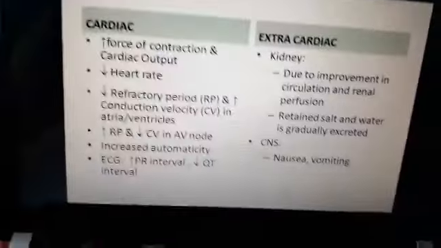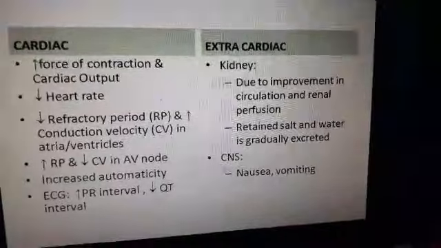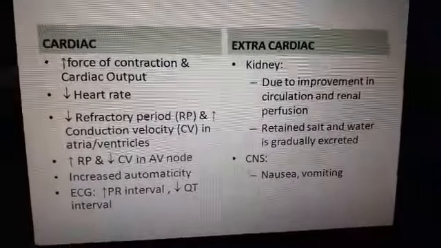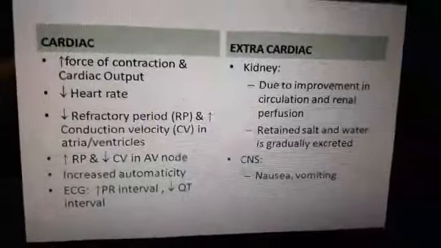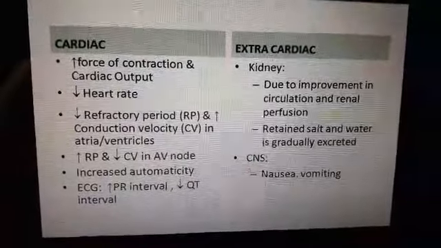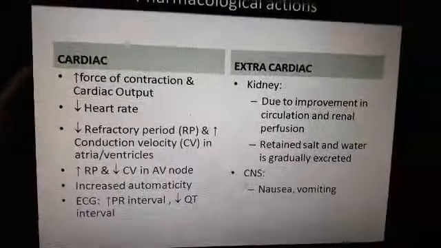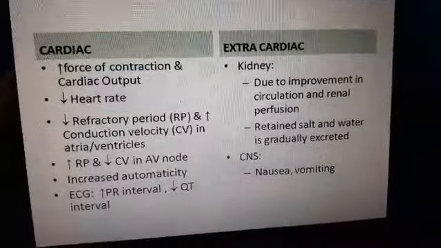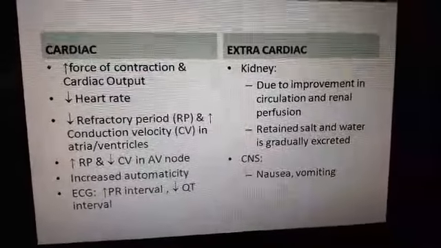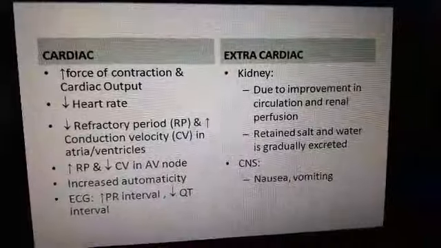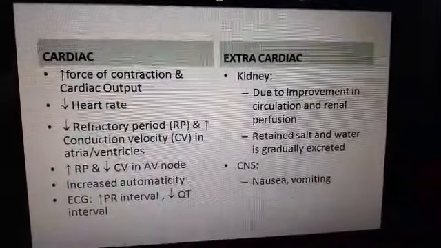And there is increased automaticity of the SA node and AV node, and increased automaticity is also present in the ventricular tissue, extra. So that is also called idioventricular rhythm. Increased automaticity means it will generate its own impulse.